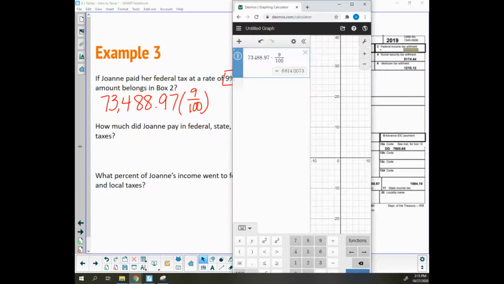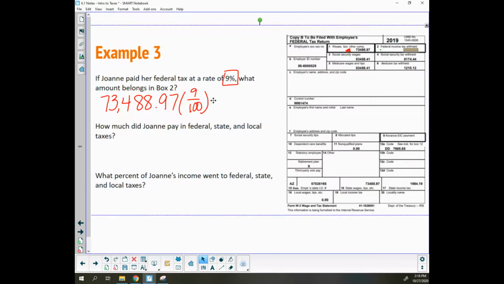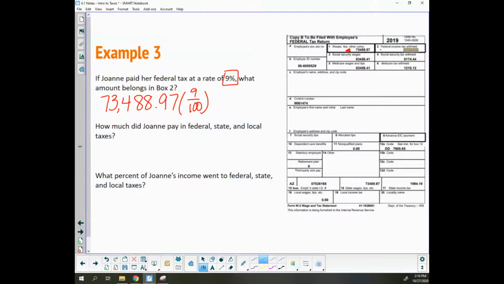There we go. So it looks like she paid 6614.007. I'm going to round to 2 places. So it looks like she paid 0.01, so 1 penny on that. So 6614.01. Go ahead and round it to 2 places.